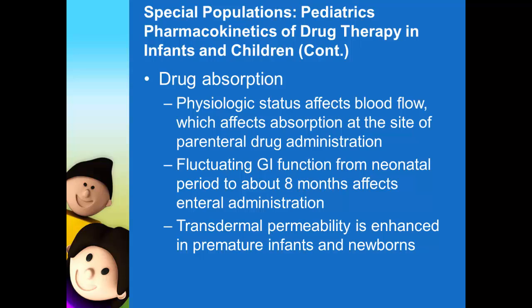GI function is variable in neonates and young infants. Gastric acid function begins soon after birth and gradually increases over several hours. In premature infants, gastric acid secretion occurs more slowly and takes up to 4 days to reach normal levels. Gastric pH does not reach adult levels until 20 to 30 months. Gastric emptying time is prolonged and reaches adult levels by 6 to 8 months, meaning medications absorbed from the stomach may therefore have increased absorption.